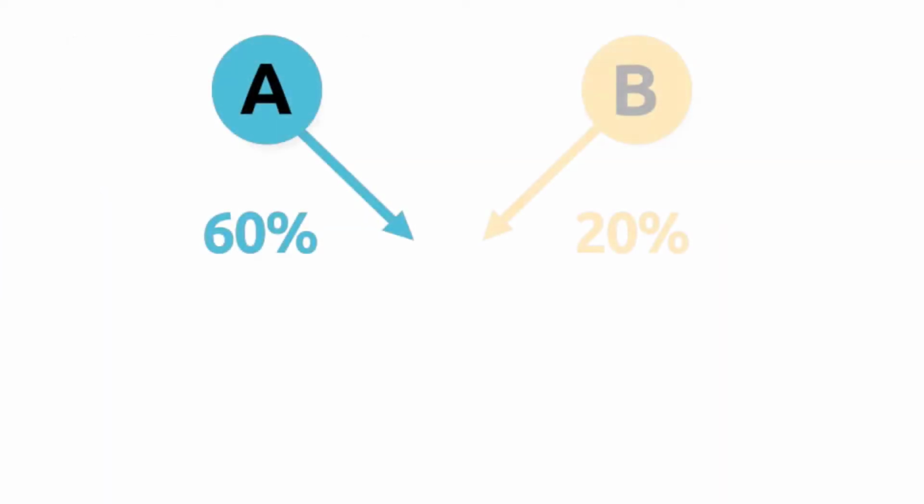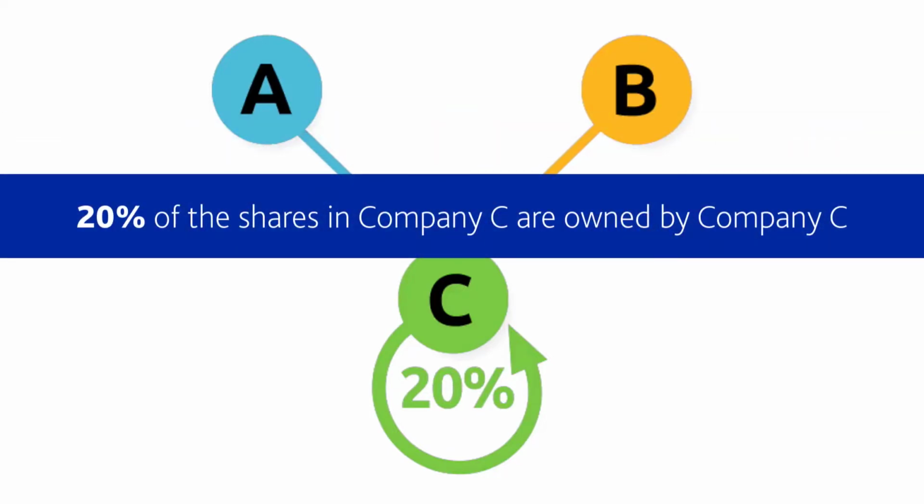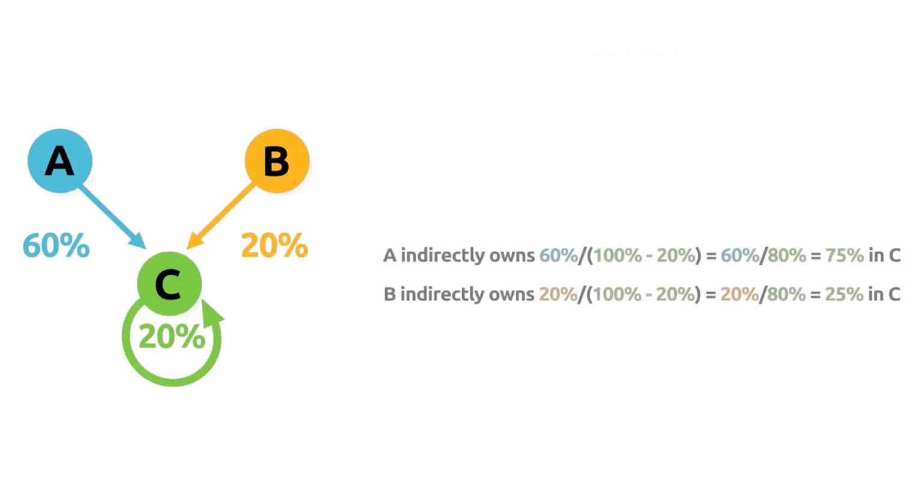In some cases, a company will own part of itself, either directly or indirectly, through a circular ownership. These shares are owned by the company itself and are not available to external shareholders. This means that the direct ownership of the subject company indirectly owns these shares as well.